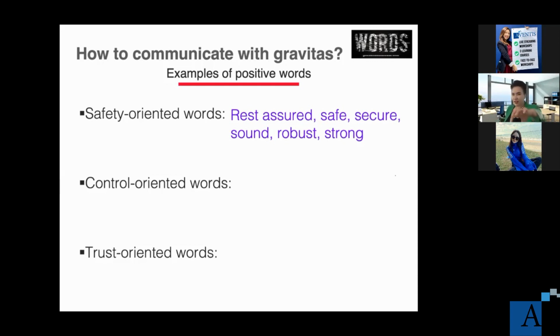You see how I turned it and rephrased it? Instead of saying "don't worry, don't let me down," I said, "rest assured, I will make you proud." Try that. I didn't copyright those words. Control-oriented words. These are great words for your control freak bosses, especially those who want to quit.